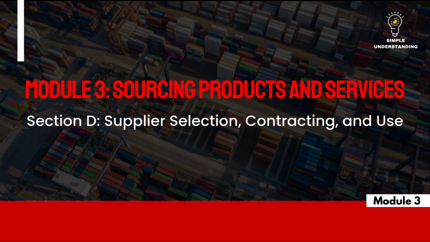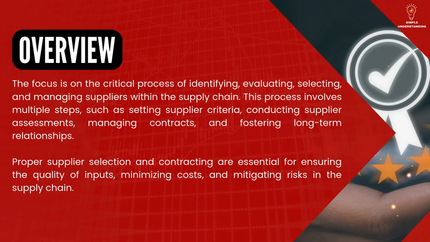Section D. Supplier selection, contracting, and use. Overview. Supplier selection, contracting, and use. The focus is on the critical process of identifying, evaluating, selecting, and managing suppliers within the supply chain. This process involves multiple steps, such as setting supplier criteria, conducting supplier assessments, managing contracts, and fostering long-term relationships. Proper supplier selection and contracting are essential for ensuring the quality of inputs, minimizing costs, and mitigating risks in the supply chain.